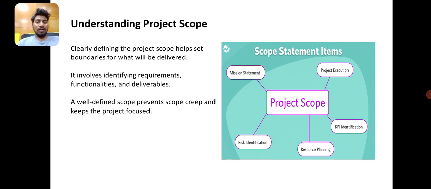Understanding project scope. One should clearly define the project scope, which helps set boundaries for what will be delivered. It involves identifying requirements, functionalities, and deliverables. A well-defined scope prevents scope creep and keeps the project focused. This is a representation of how the scope is important for the project's success. Project scope contains almost five steps: project execution, KPI identification, resource planning, risk identification, and mission statement. These are the five major methods for project scope.